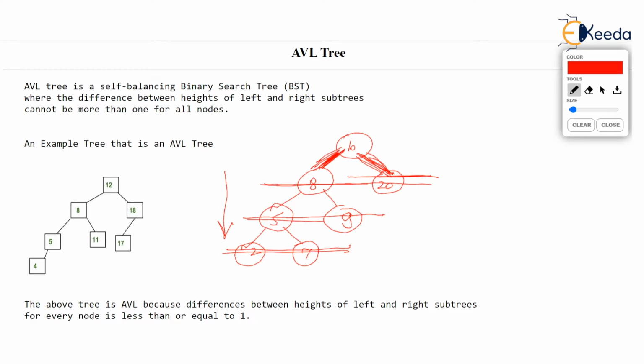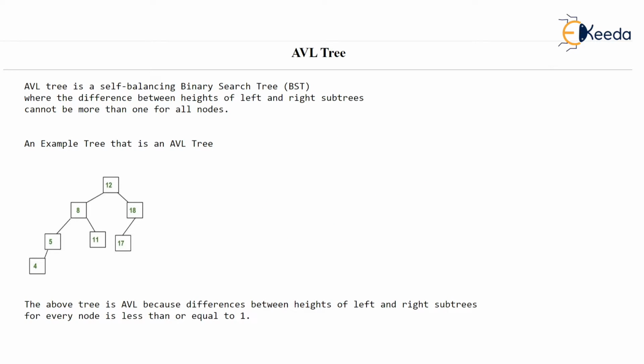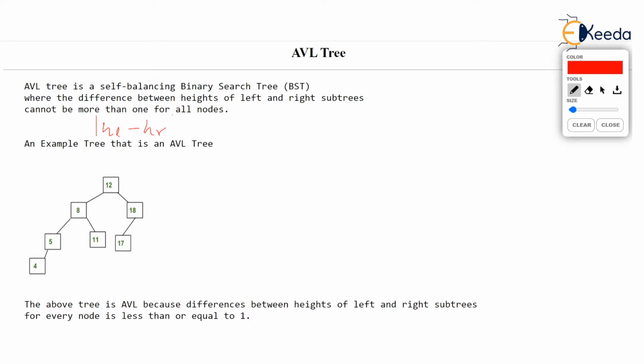So coming back to the definition we wrote: for any node, the absolute value of HL minus HR, the difference between the heights of left and right, must be less than or equal to 1. It cannot be greater than 1. So again, let's consider some examples.